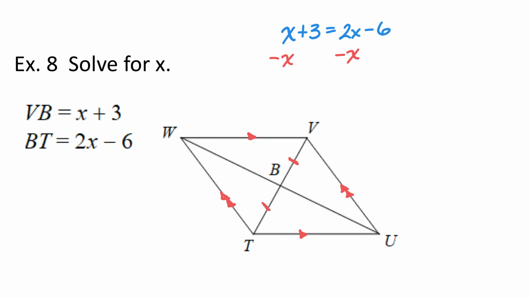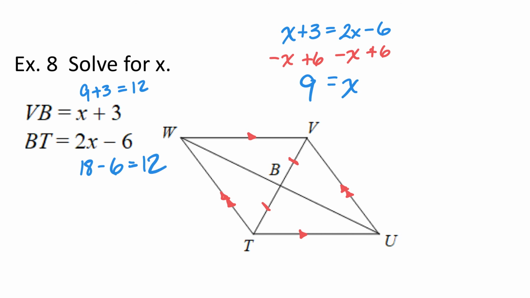I'm moving the variables to the right this time, which means the numbers need to be moved to the left. So X equals 9. You can check your answer. This is a real quick check. 9 plus 3 does in fact equal 12. 9 times 2 is 18. 18 minus 6 also equals 12. So that's a really good sign that I have a correct answer there. X equal to 9.